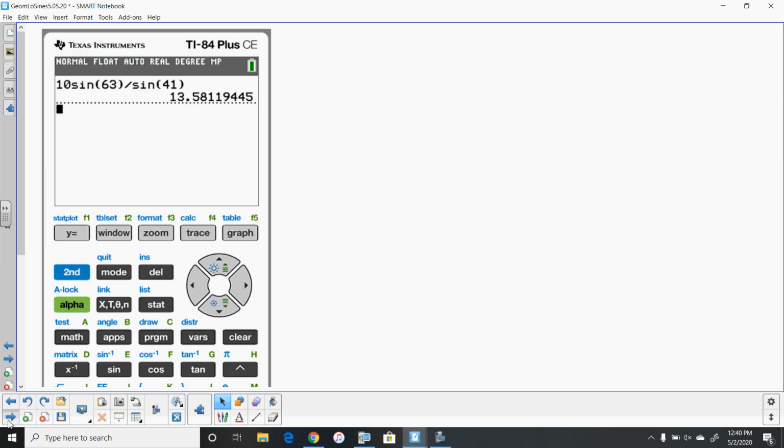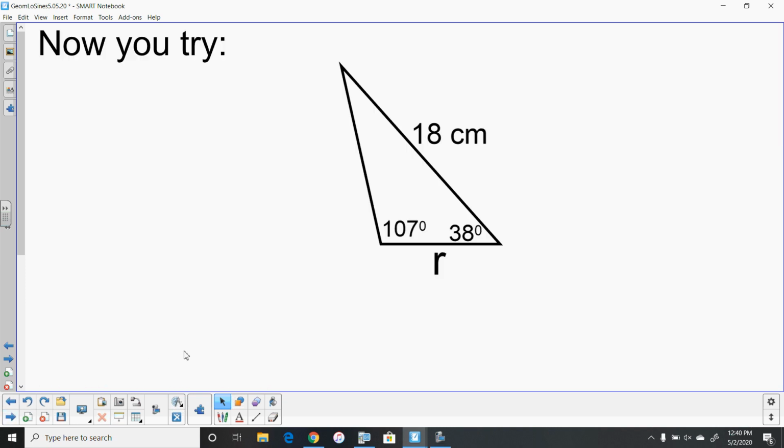And now let's have you guys try a couple on your own. Okay, I'm going to leave this on the screen for a second. Hit pause whenever you feel ready. And use the law of sines to set up a proportion and solve for side R. Okay?